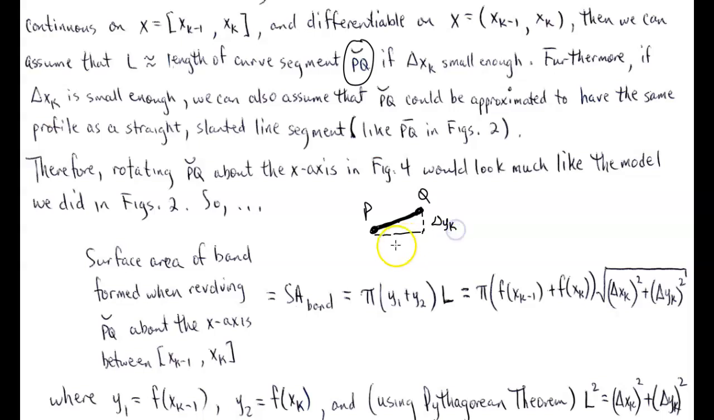We know this side is the change in y values. We know this side is the change in x values. And we know that, theoretically, we can get the curve segment PQ small enough that it's going to be the same as a straight line L here, okay? So if you remember, the formula that we have for the surface area of a small band is pi times the sum of y1 and y2, times L. And if you forgot that, I'll go back to the circular frustum that we talked about to show you that.